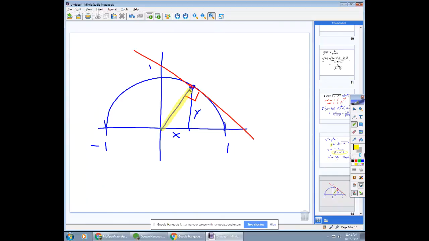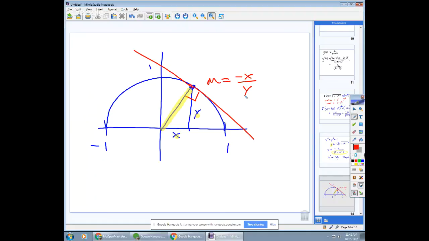What's the slope of that line right there? That radius. R. Y over x, right? Isn't that what this says, y over x? What's the relationship between a line and a perpendicular line in terms of slope? Negative reciprocal. So what does the slope of the red line have to be? Negative x.